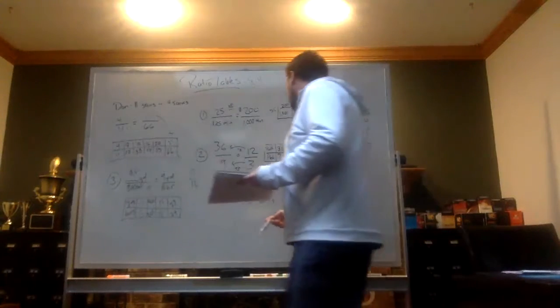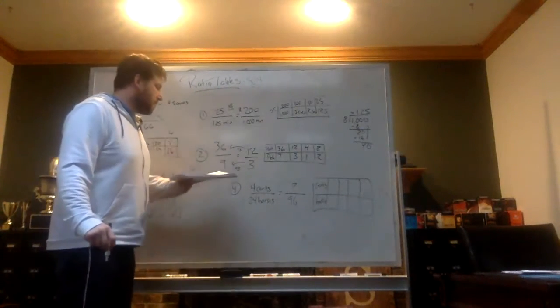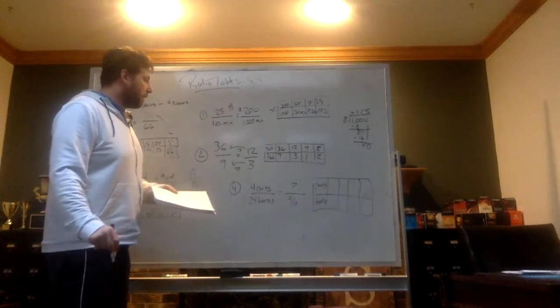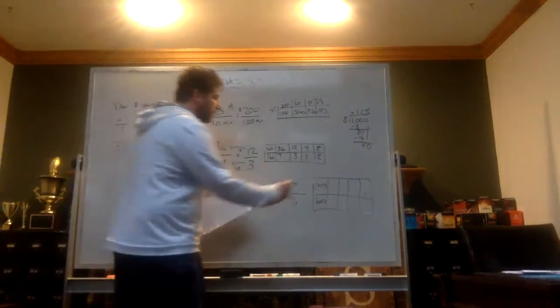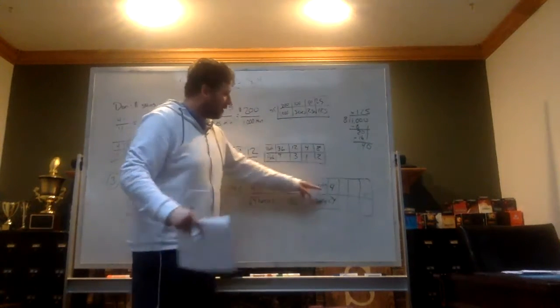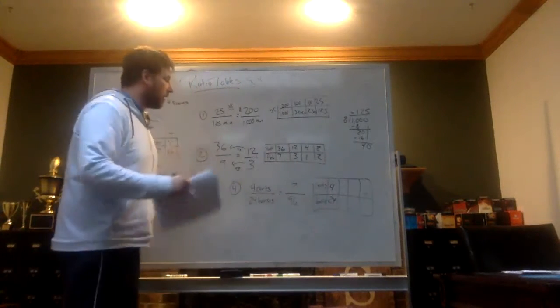Number 4, we have 4 carts and 24 horses. So let's say some horses are pushing some carts around. For 4 carts, we would need 24 horses. Okay. So right off the bat, we can see what is the ratio. 4 times 6. So we need 6 horses for every cart.